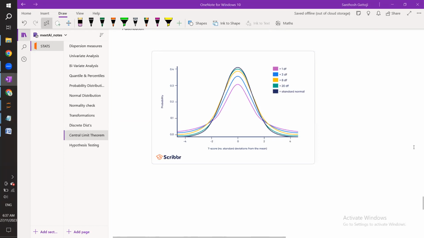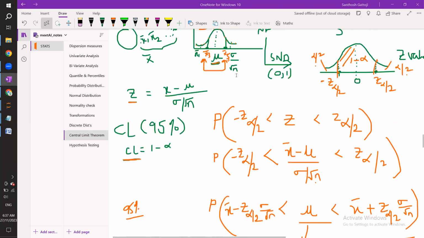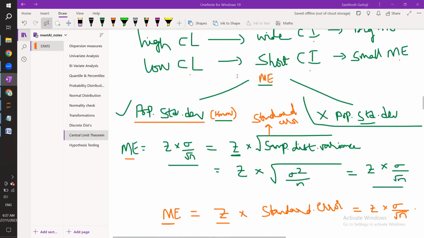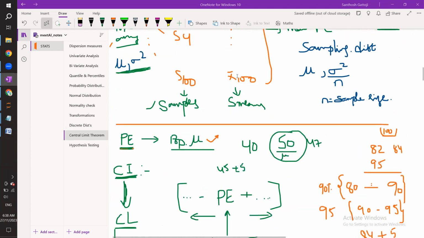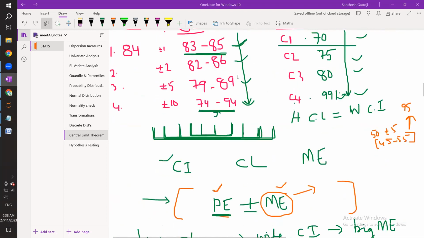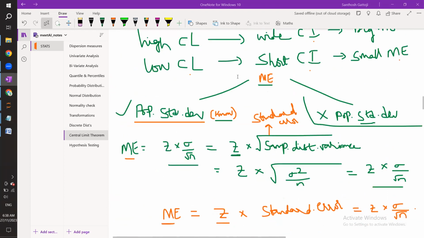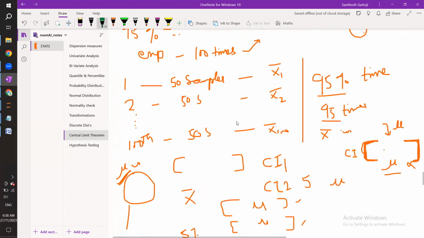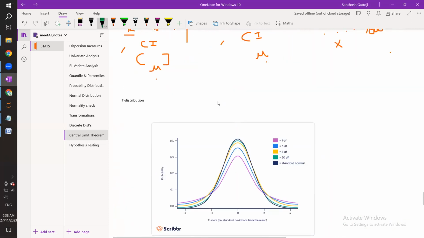Now, if you remember the day when we started learning this, I mentioned that to calculate this margin of error, there will be two scenarios. One is if you know the population standard deviation, and the other is if you don't know the population standard deviation. So now we are going to study the second case.